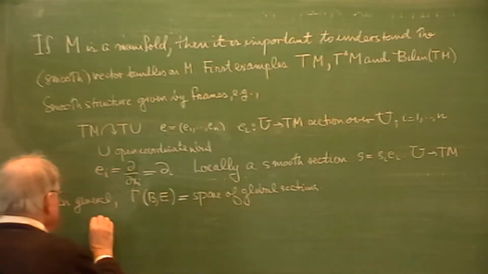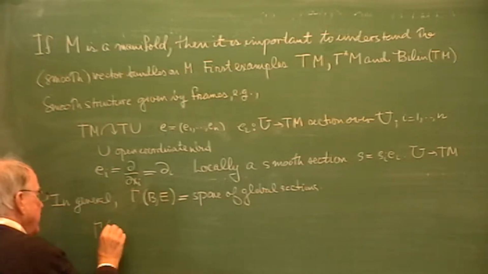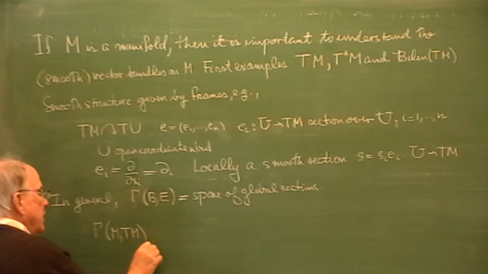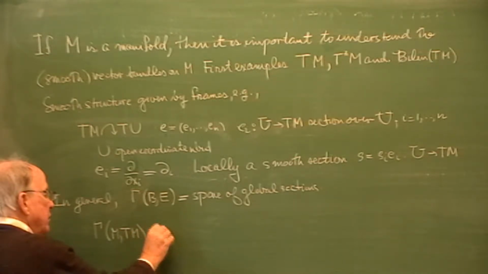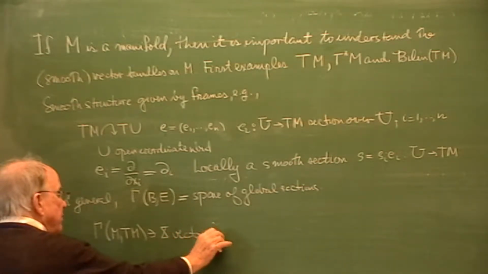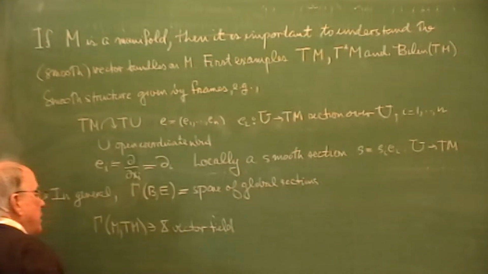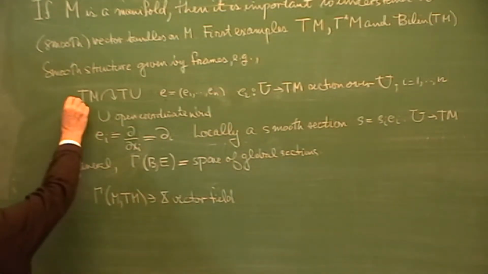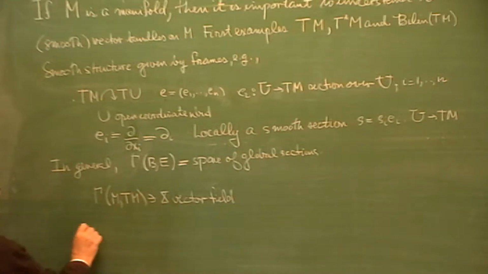And we know that, for example, for the tangent bundle, we know what that's called. We know the global sections very well. A global section here is a vector field. This is all review. So that's one important bundle, and another important bundle is the cotangent bundle.